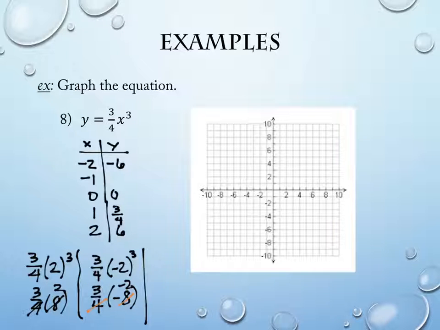Okay, one more. I have negative 1. So what happens when I cube negative 1? I get negative 1. And then I have that times 3/4, so we get a negative 3/4. You guys got it, right? So now we're going to plot these 5 points. Okay, so let's give those a plot.